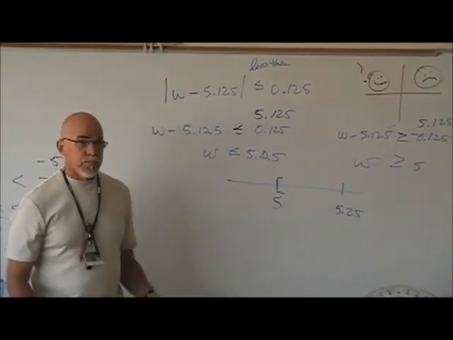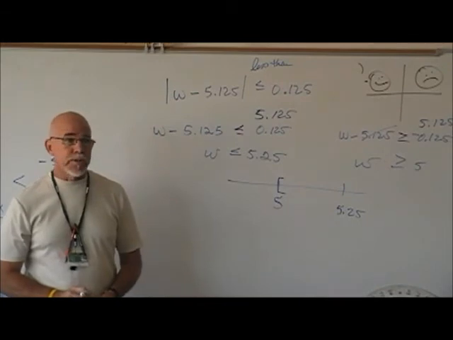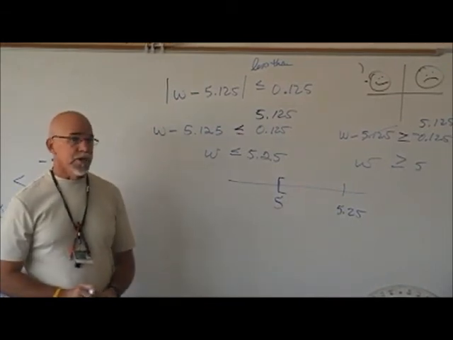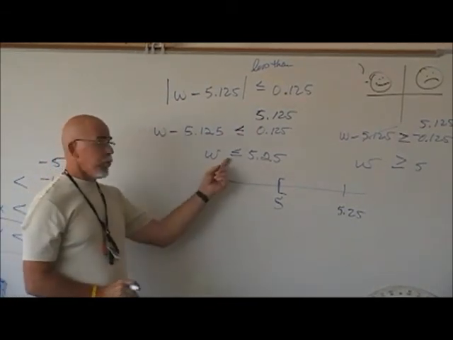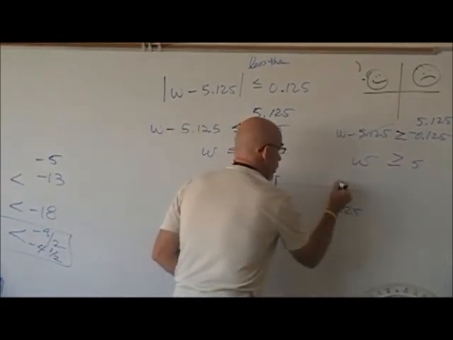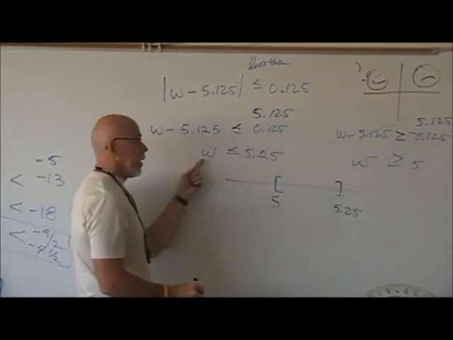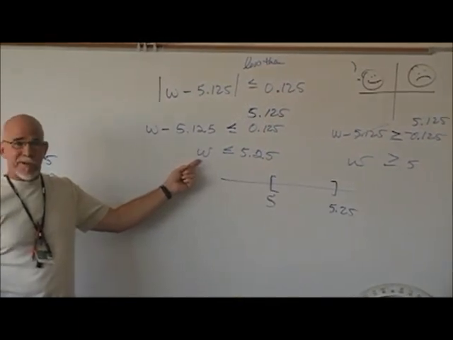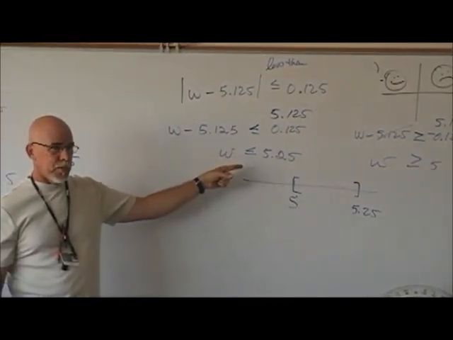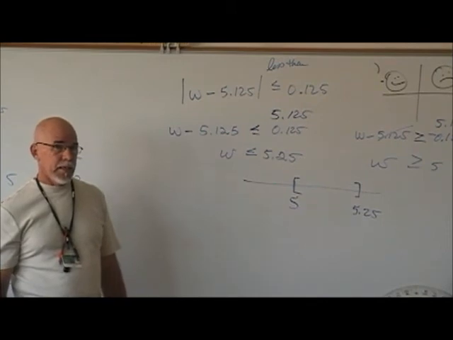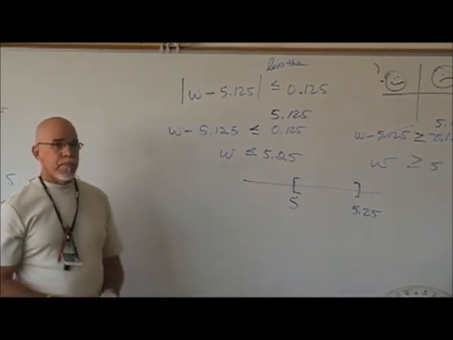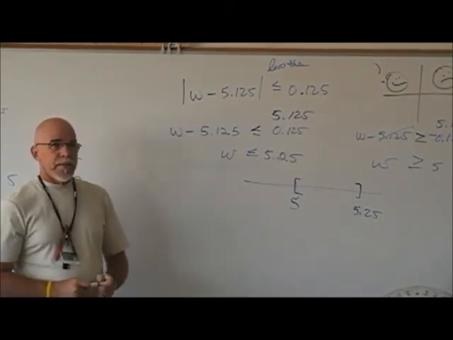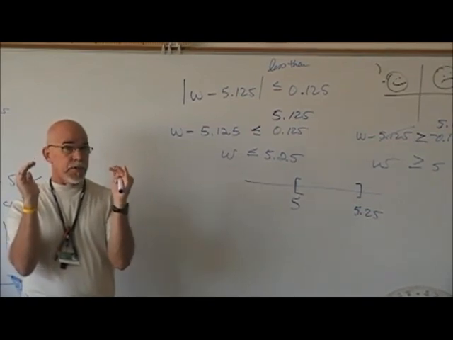What about 5.25? Bracket or parenthesis? Bracket. What direction is it going to open? Because this is pointing left, I'm going to go left. And I can trust that again because W is written first. W is written first, I can trust the direction it points. Okay? Do I color in between? That's communicating everything in between, right?